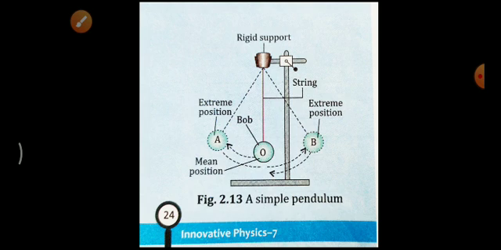Then one complete oscillation: the position of the bob from O to A, then A to B, and then back from B to O is one complete oscillation. I hope all of you have understood this. This much only. Again, you must go through your book also.